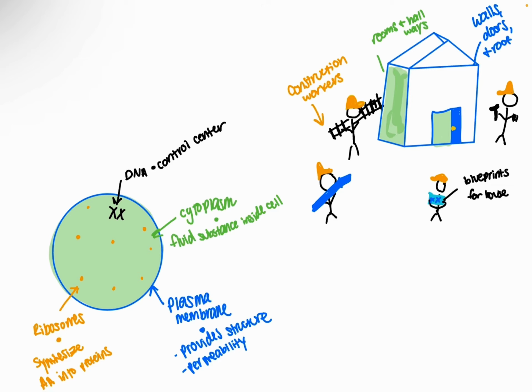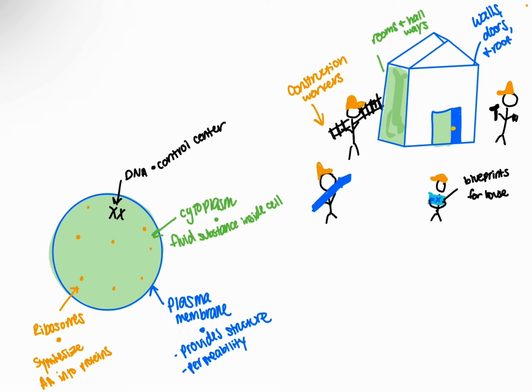Okay, so here I have my drawing. On the left, it's the cell, and then on the right, it's the house. So all cells, prokaryotic and eukaryotic, have these 4 characteristics.